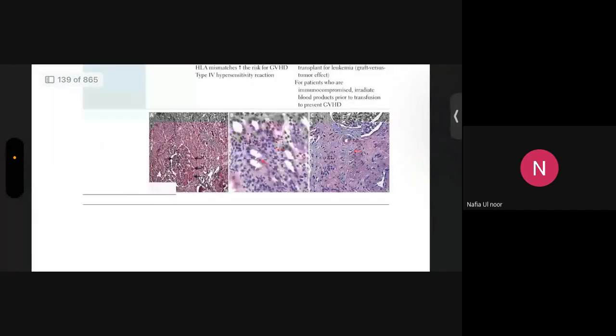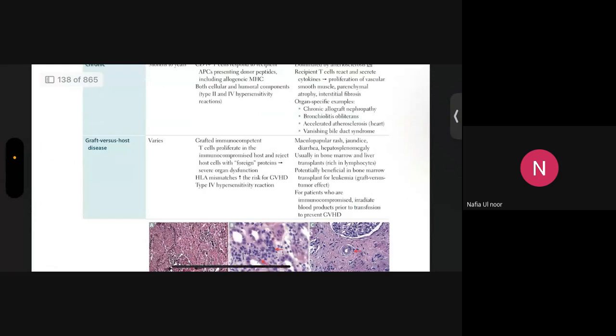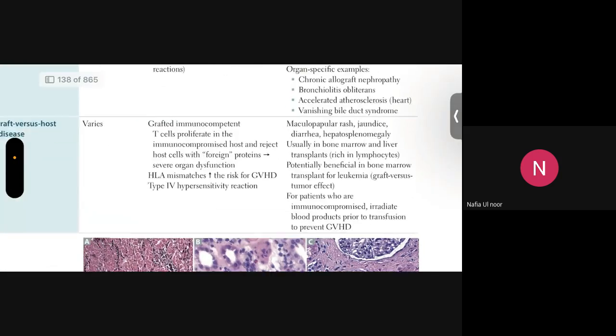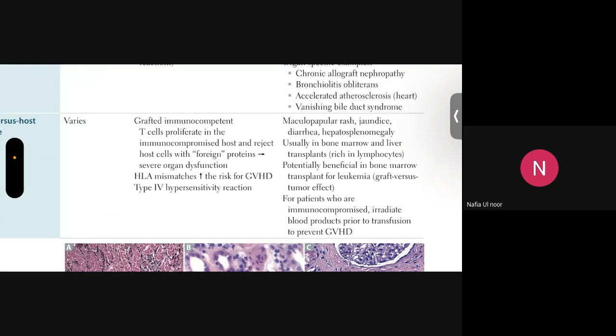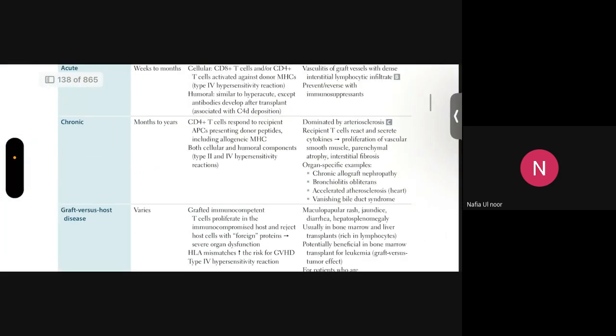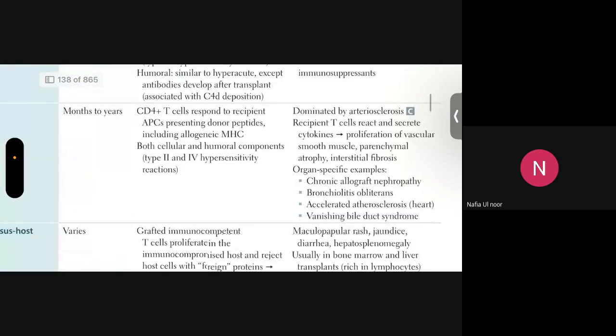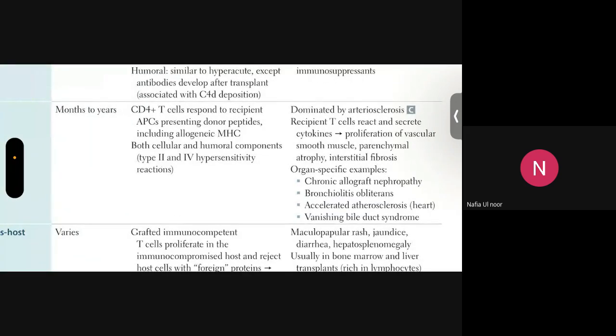Okay. Why do we have arteriosclerosis in chronic transplant rejection? First of all, you should know what arteriosclerosis is. Okay, you are talking about transplant rejection. Why do we have atherosclerosis or arteriosclerosis in chronic transplant rejection? First of all, you should just keep one thing in mind: why do we get arteriosclerosis? Do you know what arteriosclerosis is?